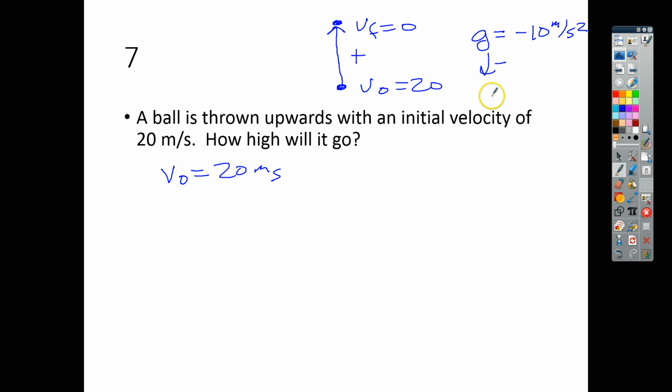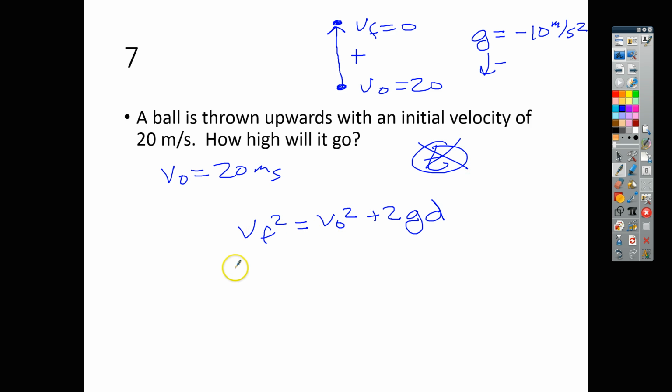They want to know how high this ball will go. So for number 7, we need to use the equation VF squared is equal to VO squared plus 2 times gravity times distance. Notice we don't have time and we don't need it. That's why we're using this equation. Final velocity is 0. Original velocity is 20 squared plus 2 times negative 10. That's important. Times our distance.